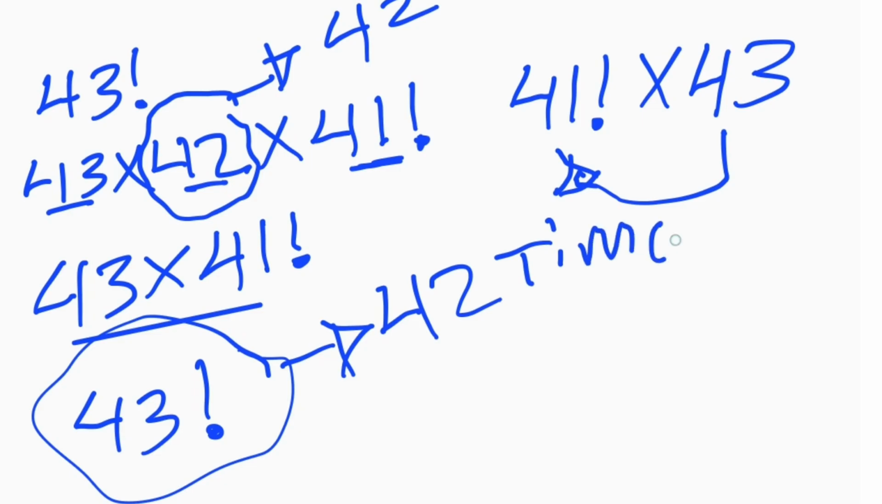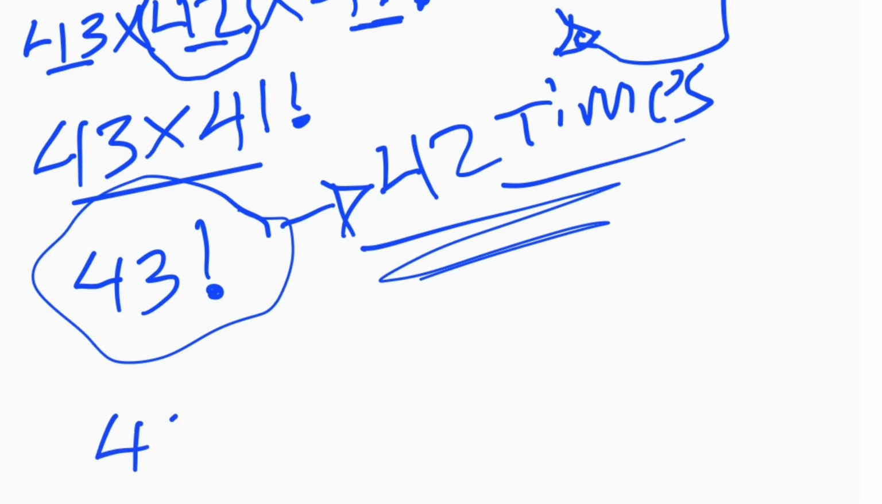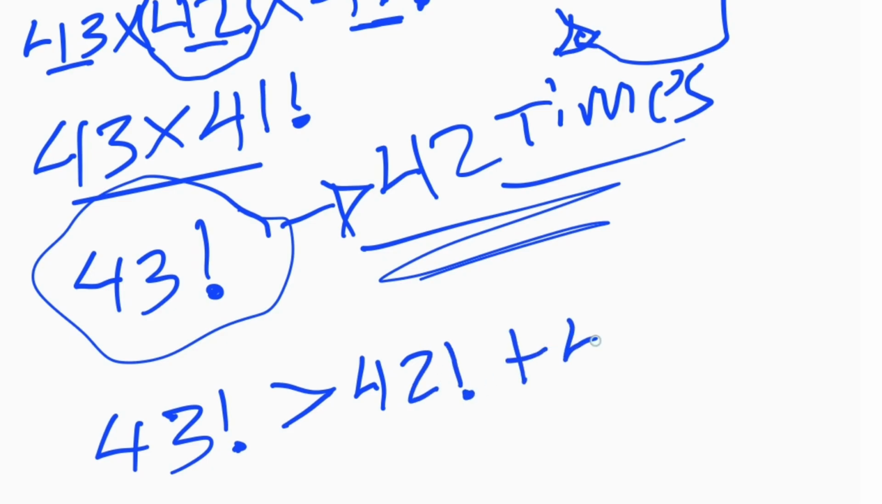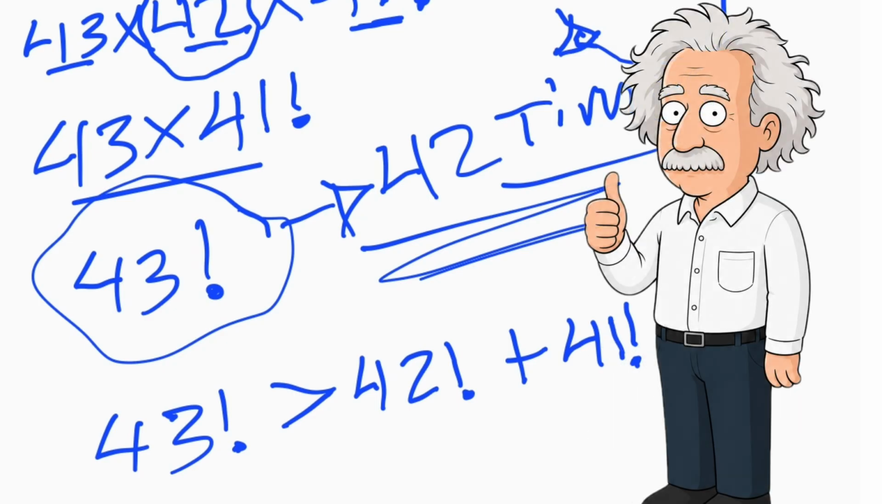So this is the solution, and 43 factorial is greater than 42 factorial plus 41 factorial. So this is the solution.